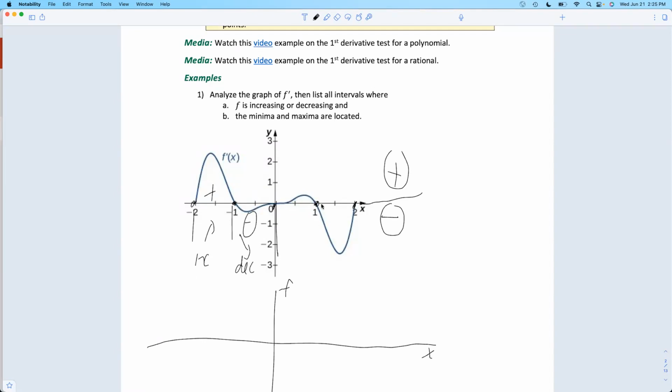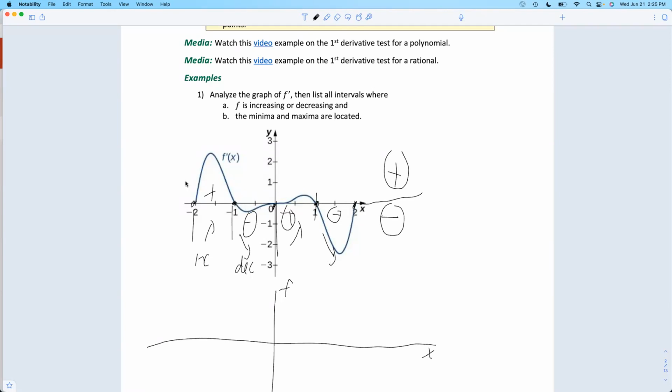Look in this region here. Between 0 and 1, the derivative is positive above the x-axis. My graph is going to be going up. Between 1 and 2, the derivative is negative down below the x-axis. So my graph f will be going downhill. So I'm going to go uphill, downhill, uphill, downhill.